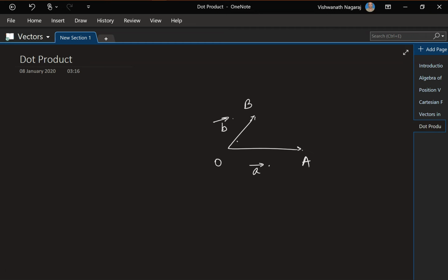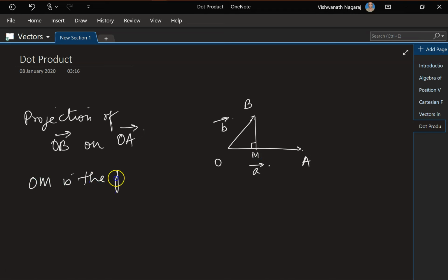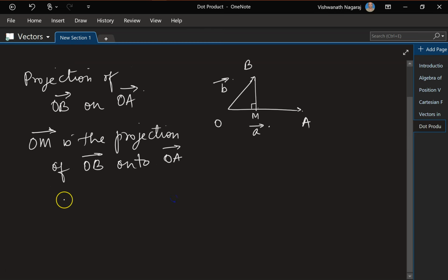Yes. So one of the ways of doing that is by projection. So projection of OB on OA. So basically what we do is from the terminal point of vector B, we drop a perpendicular to vector A. And let's say this is M. So now OM is the projection of OB onto OA. Now, what would be OM? How do we evaluate OM?